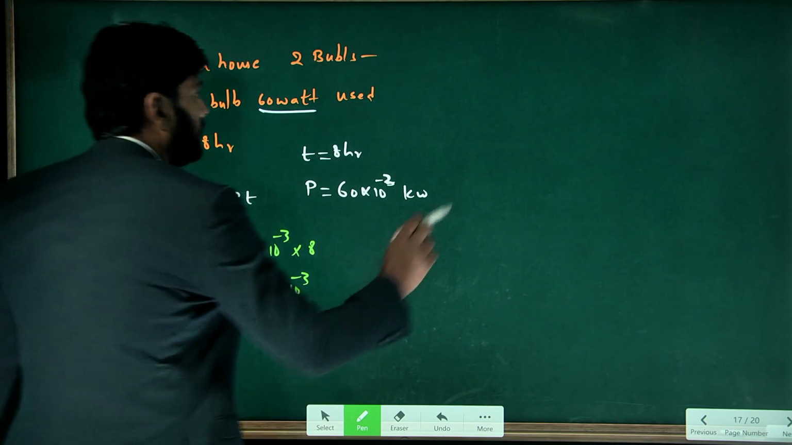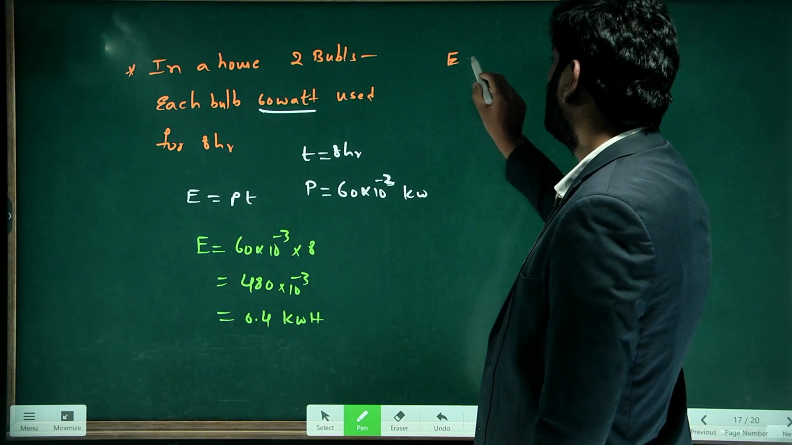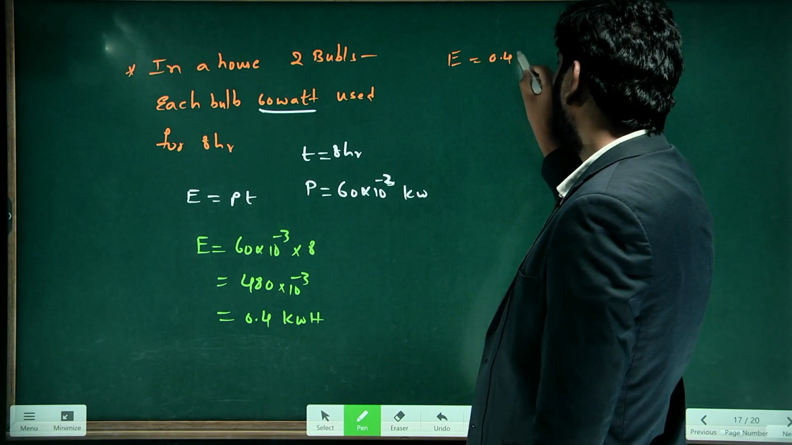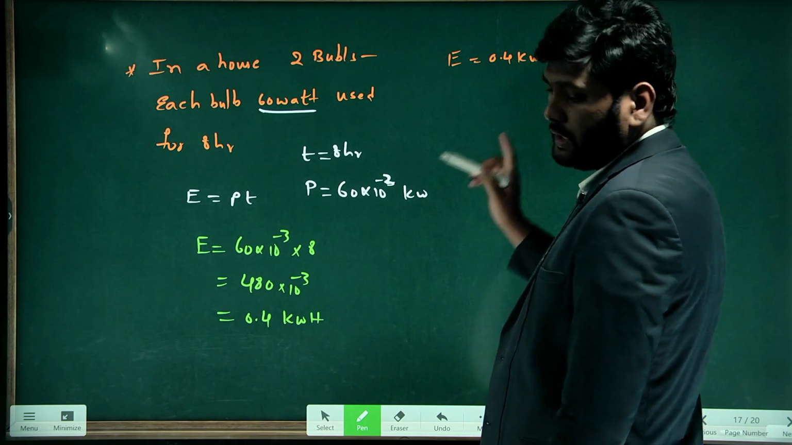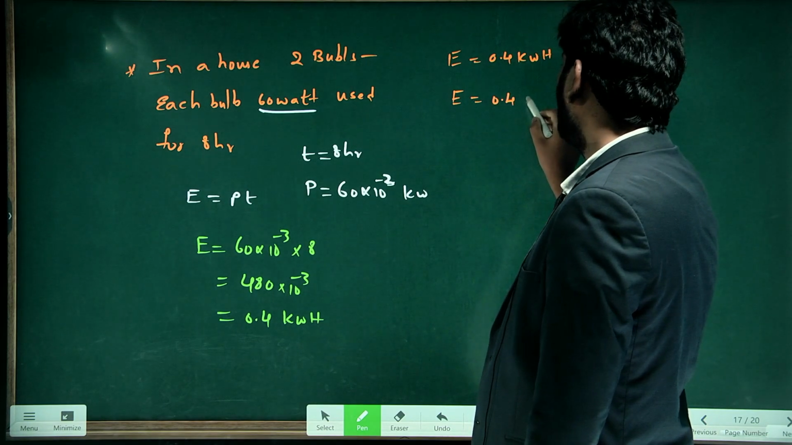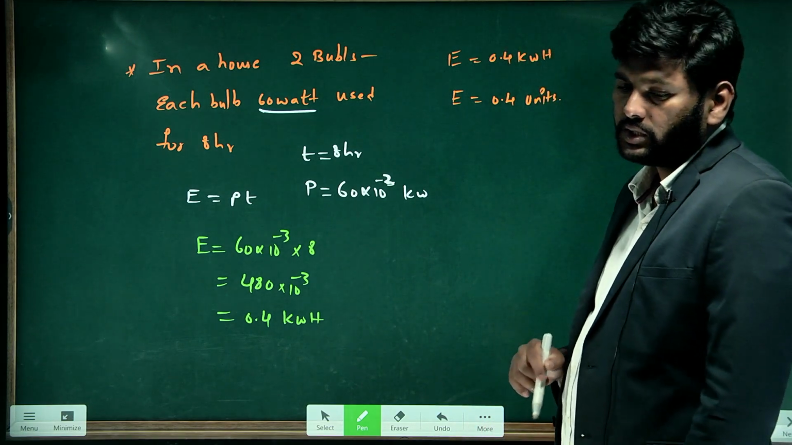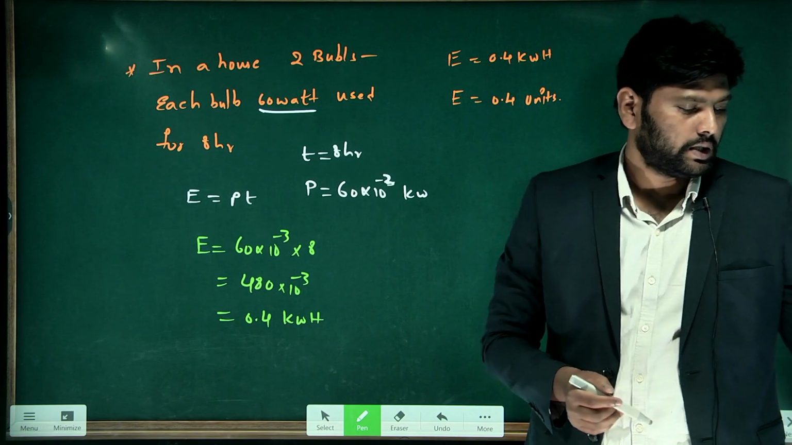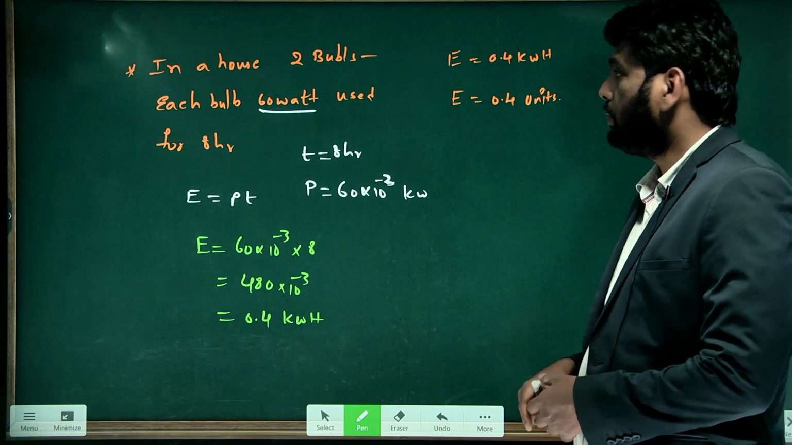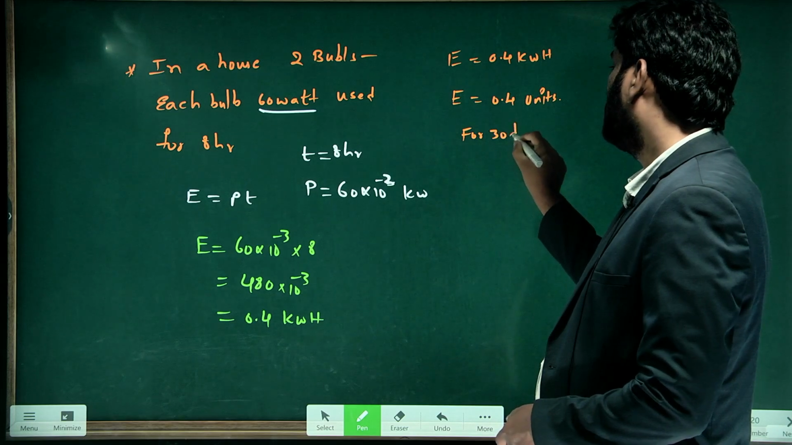So 0.4 kilowatt hour. What is the energy value in units? Energy value is 0.4 kilowatt hour. But 1 kilowatt hour is equal to 1 unit, which means that the energy is equal to 0.4 units. In each day, this is the energy consumed by these bulbs: 0.4 units.